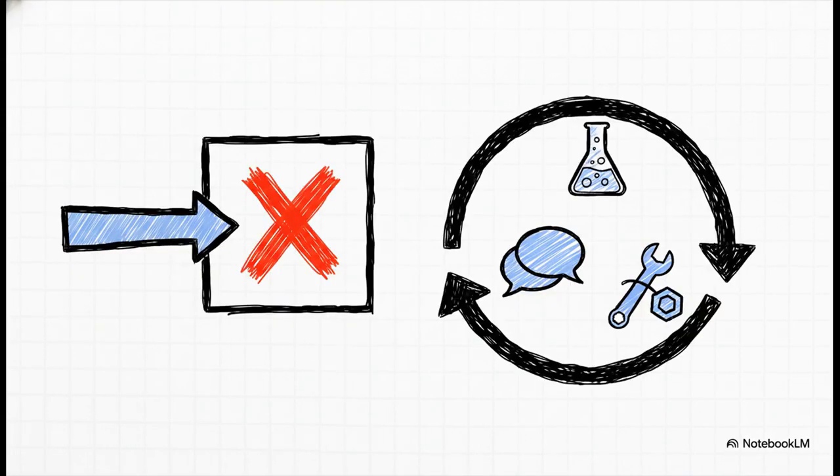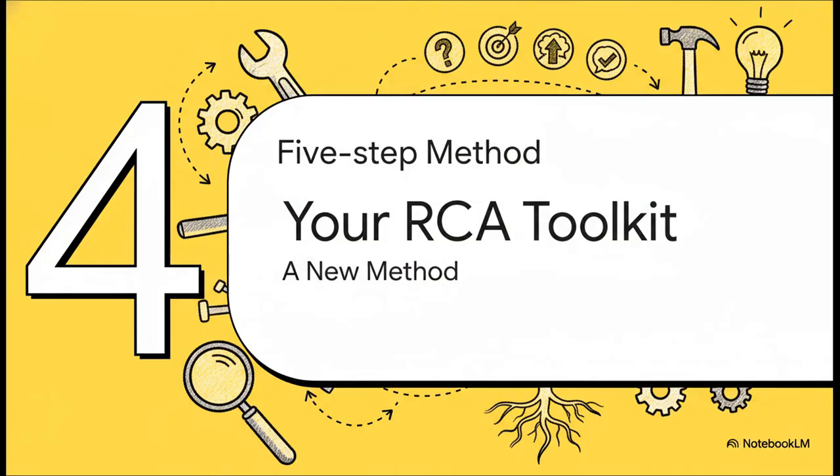And one last super important point. Problem solving is not a straight line from A to B. It's a loop. You have to test your solution, get feedback on how it's working, and be ready to tweak and improve it. The goal here is progress, not perfection on the first try. So, as we wrap up, I want you to start thinking of this 5-step method as more than just a process. It's a powerful new tool you can add to your problem-solving toolkit for work and for life.